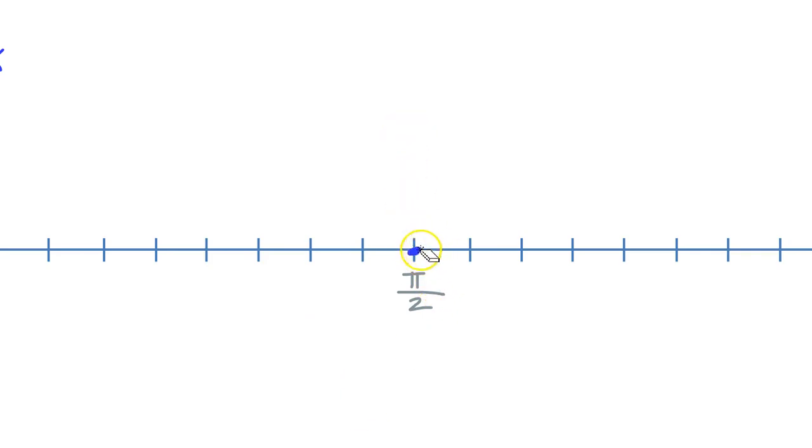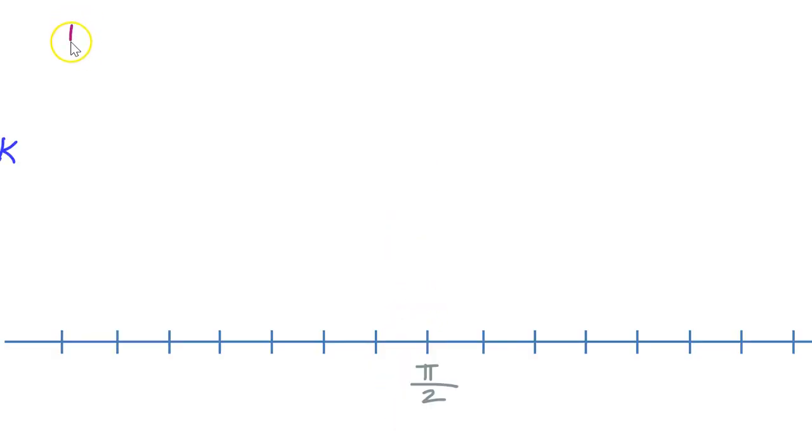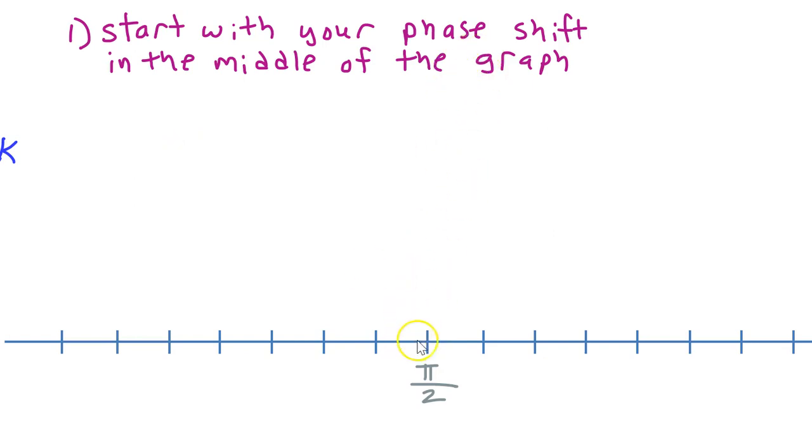So this point is going to wind up moving up. All right, so I'll just leave the pi over 2 sitting here to remind us that this is going to be the new middle of my graph, if you will. So look, kind of step 1 of graphing when you have a phase shift is start with your phase shift in the middle of your graph. This will be helpful because you know the first point is going to go right there. The point that normally is at the origin is going to be at pi over 2 because of the shift.